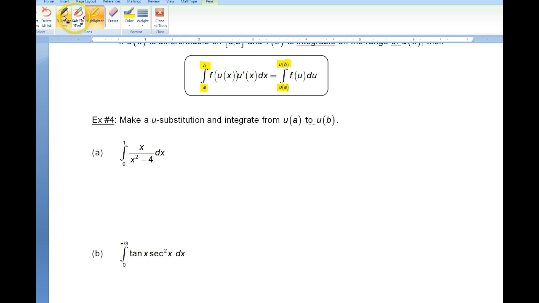It's not so bad. Okay, first thing we need to do is establish what you think will make u equal to? x squared minus 4. Okay, so let u equal x squared minus 4. So du is going to be 2x dx. Now, if I look back at my problem, I see that I have an x dx, but I don't have a 2. So it's going to be 1/2 du.